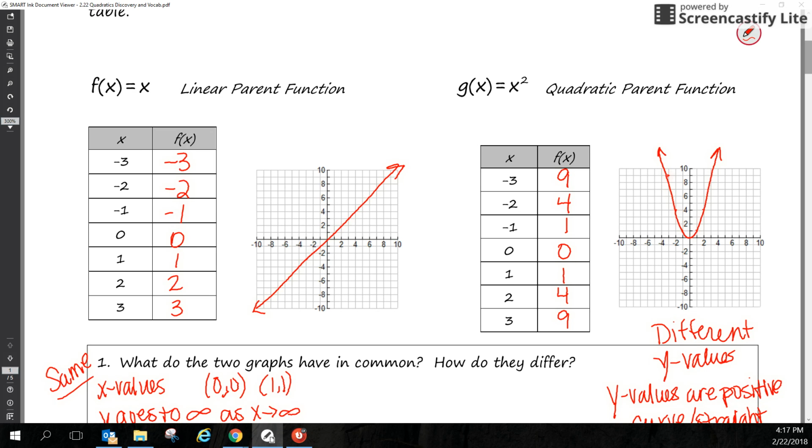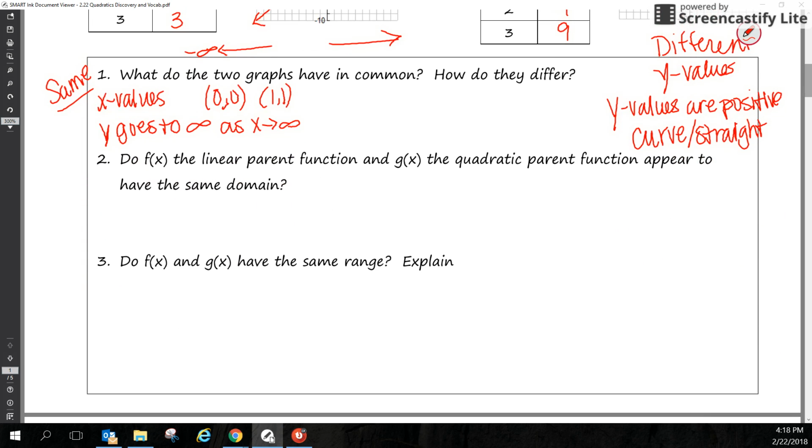When I look at the graphs, keep in mind this guy goes on and out forever, so it's eventually going to get to negative infinity. This guy, again, is going to go up and out forever. It's going to eventually get to positive infinity. So the domain for my linear function is from negative infinity to positive infinity. We would also say all real numbers.